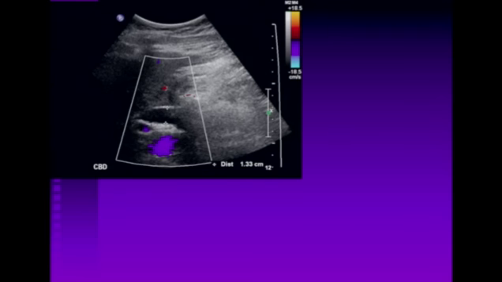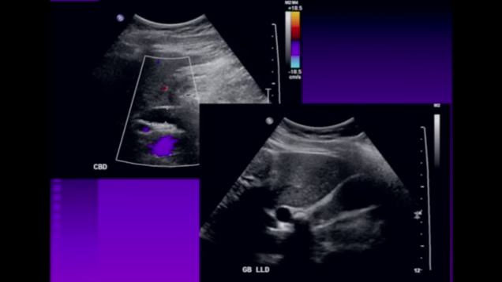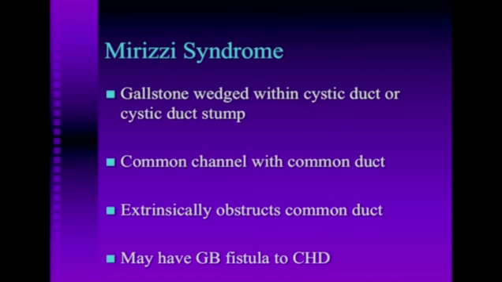Okay, our next image is showing dilatation of the common duct measuring 13 millimeters in diameter. So far we know there's biliary dilatation, but we really don't have a reason why. As we look at this second image, I'll draw your attention to the dilated common duct again, here. But look right beside it. There is that sort of rising moon or classic appearance of a stone lying right beside the common duct. So this is a classic example of Mirizzi syndrome, where a stone is wedged in the cystic duct or a cystic duct stump, and there's a common channel with the common duct.